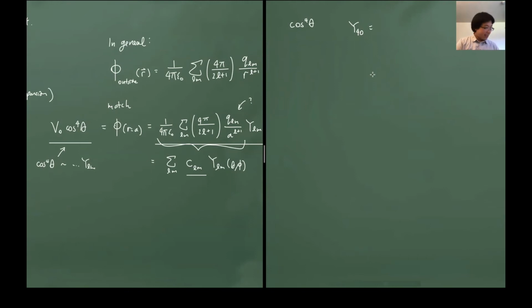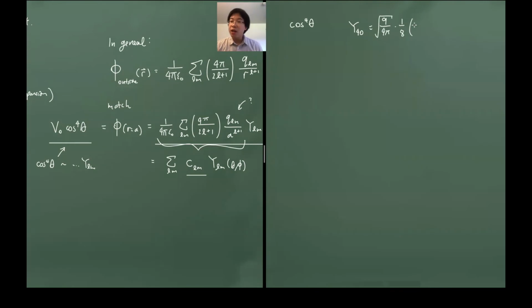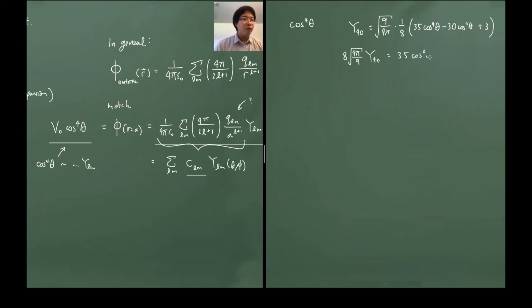So we can look that up. The Y40 for this is 9 over 4 pi square root 1 over 8, 35 cosine^4 theta minus 30 cosine^2 theta plus 3. So what I like to do, as I mentioned before, is first get rid of this big coefficient. So it's 8 times 4 pi over 9 Y40 equals 35 cosine^4 theta minus 30 cosine^2 theta plus 3, like that.